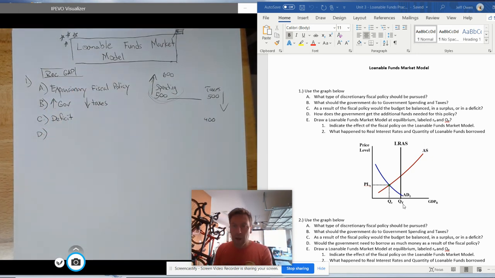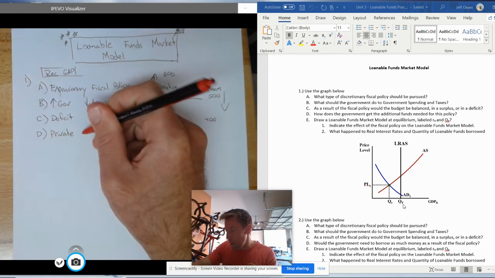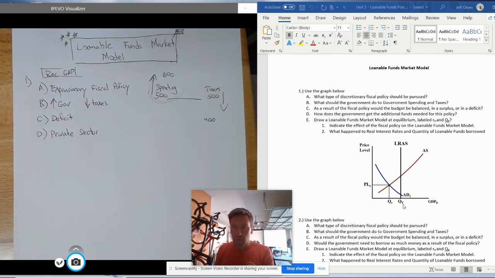Part D. How does the government get the additional funds for this policy? Well, they're going to have to go and borrow it from the private sector. They're going to have to borrow that money from the private sector. And so draw a loanable funds market at equilibrium labeled RE and QE. Sounds good?